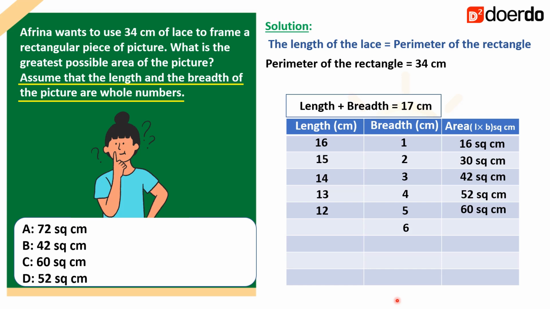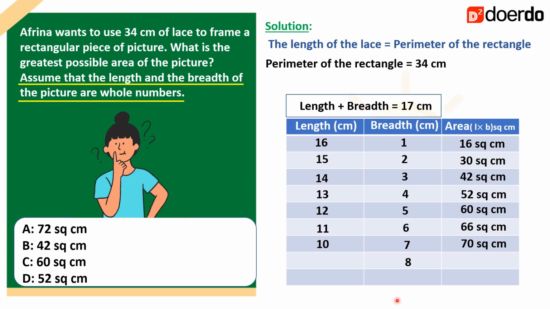Next, we consider breadth as 6 centimeters. Then, the length will be 11 centimeters. The area would be 11 into 6, which is 66 square centimeters. We take the breadth as 7 centimeters. Then, the length would be 10 centimeters. The area value is 10 into 7, which is 70 square centimeters.